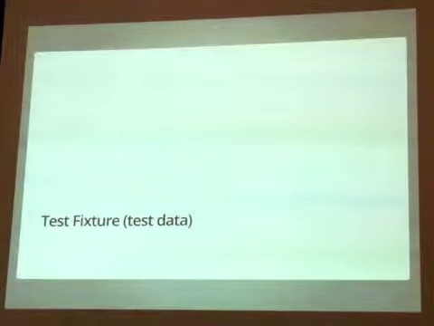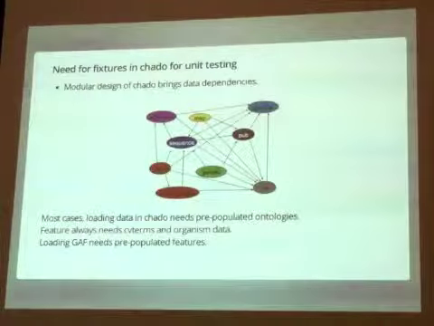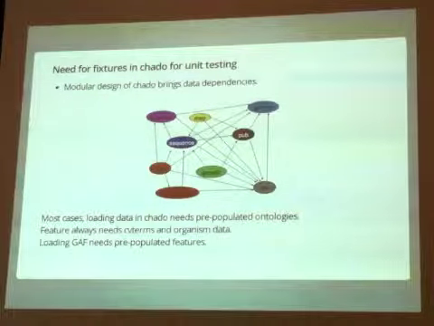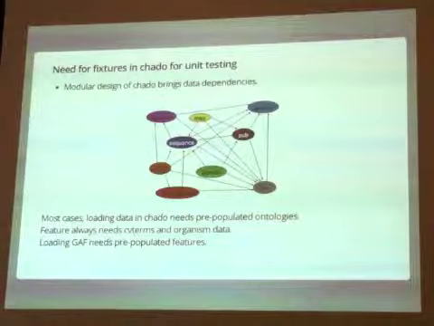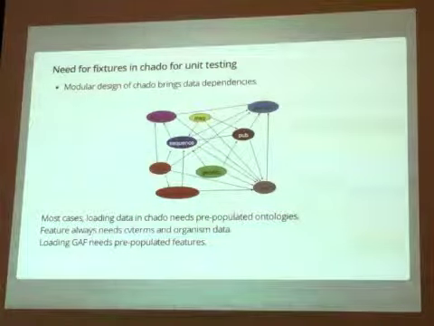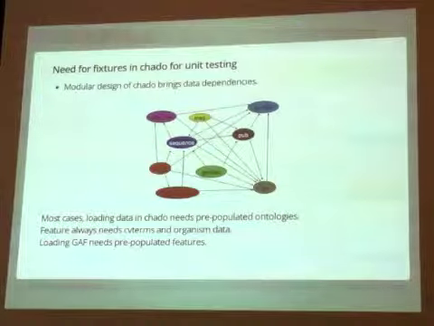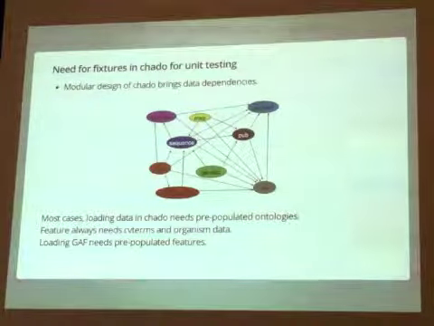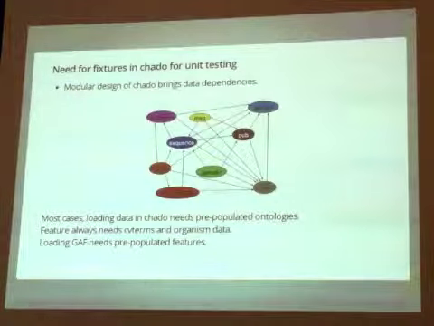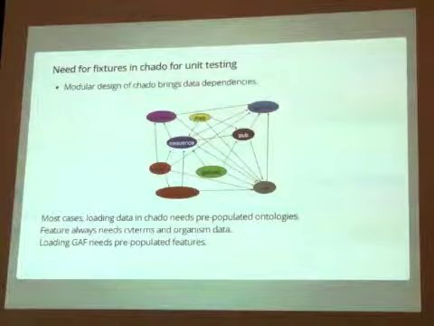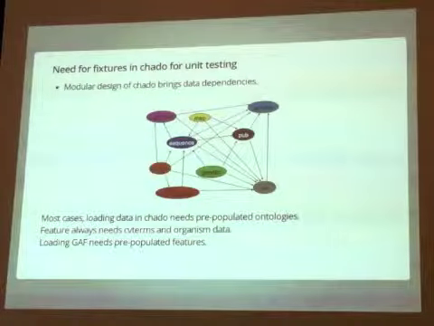Now about test data. So how do you load test data and why do we need it? If you look at this typical Chado dependency, if you want to load feature, you need ontology all the time. You need organism. Say you want to load gene ontology annotation, you need feature, organism, CV. You need analysis, you need feature and CV. So basically there is always a data dependency if you want to test a particular module and you want to load data in that module.